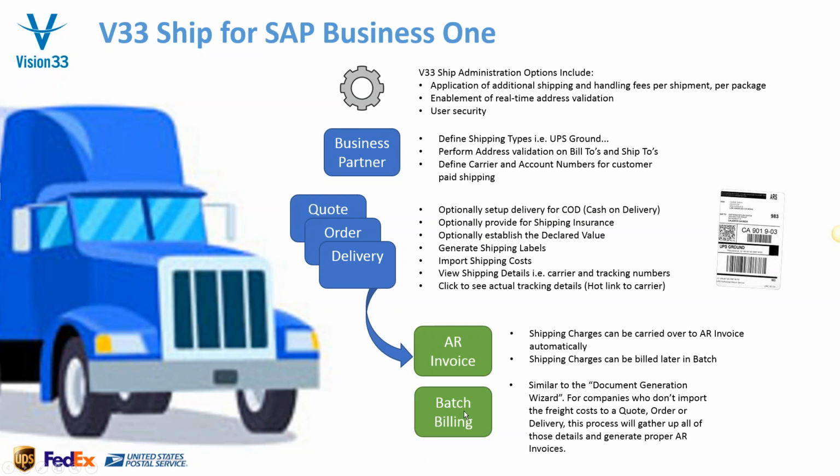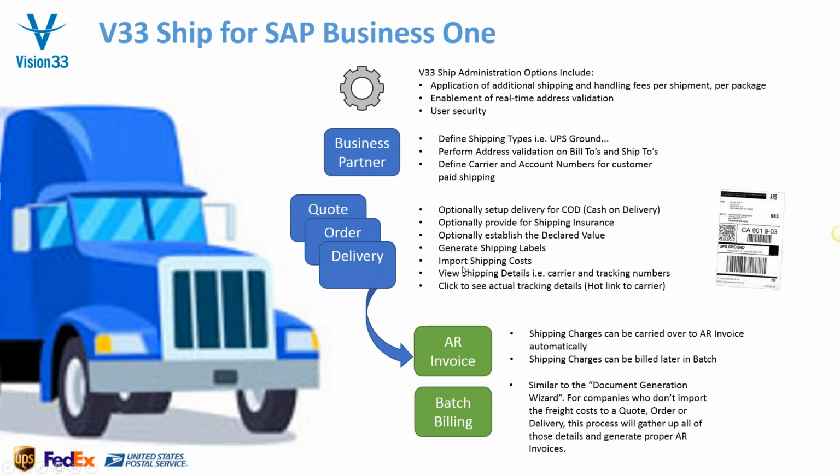You can later use batch billing and generate freight invoices to your customers, and we'll take a look at that as well. Then you can view the shipping details from these documents, and with a hot link back to the shipping provider. When you turn a delivery into an AR invoice, if you imported those shipping costs back into the delivery, or the order or the quote, and it carries through the delivery, then they'll be on the AR invoice. There's no need to run batch billing.